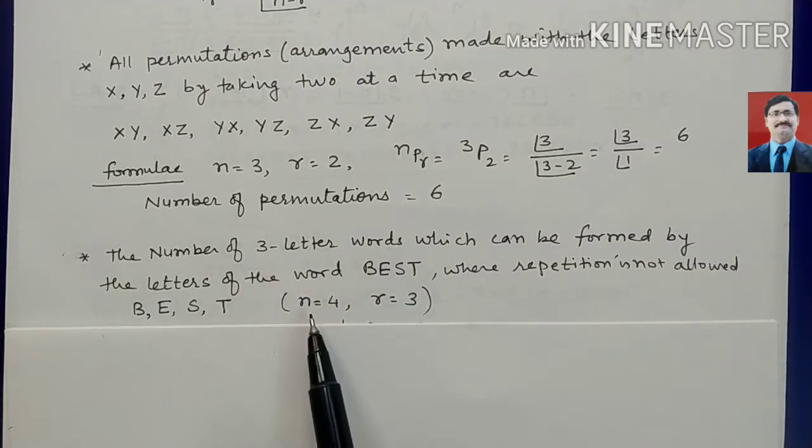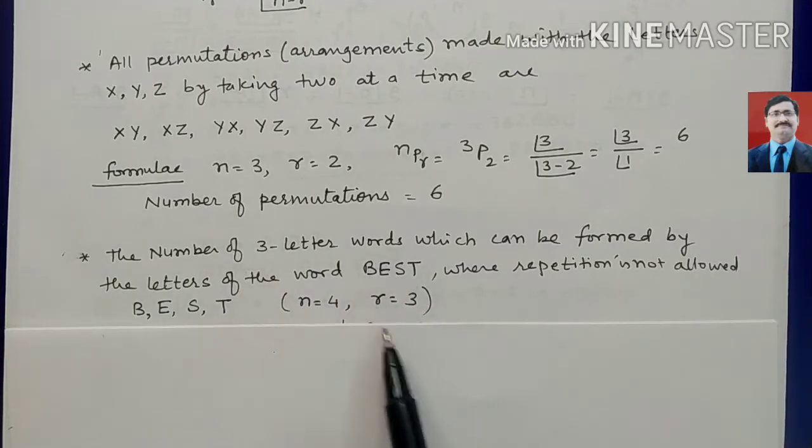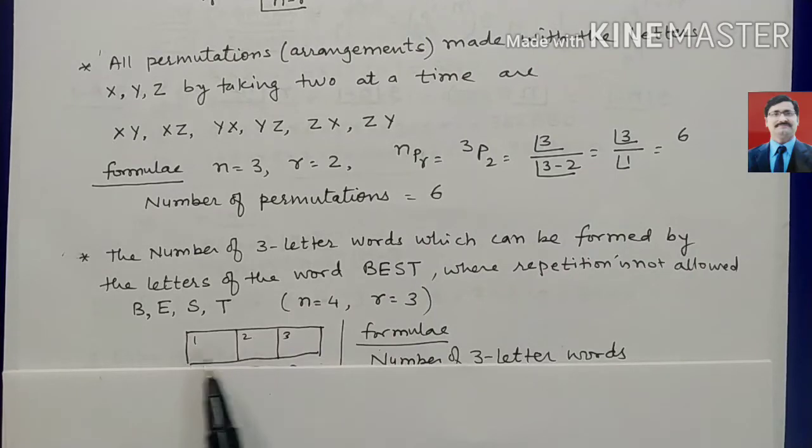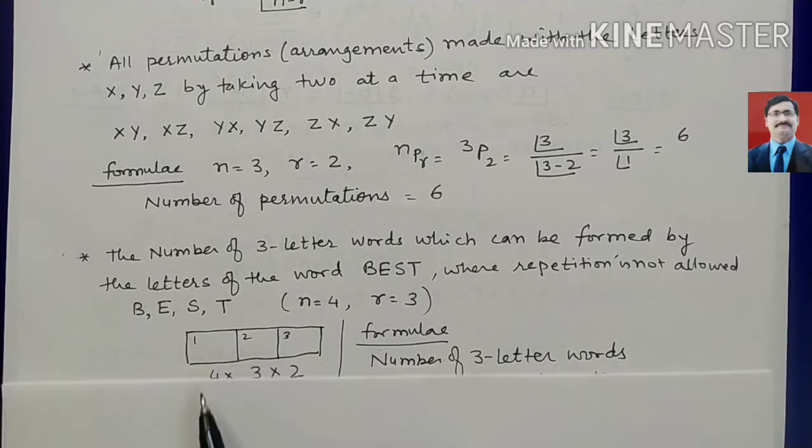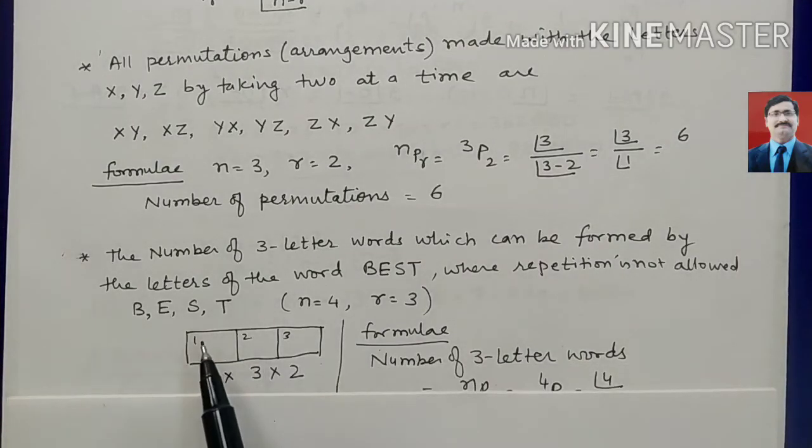Okay, and 3 letters means r will be equal to 3, and look at these 3 places we can make: first place, second place, and third place. So look here, if we do it as in the previous first exercise we did here, how many letters? 4. So at the first place we have 4 options, 4 ways.